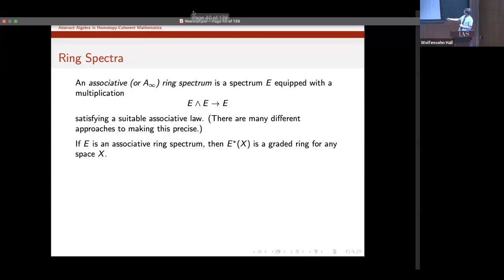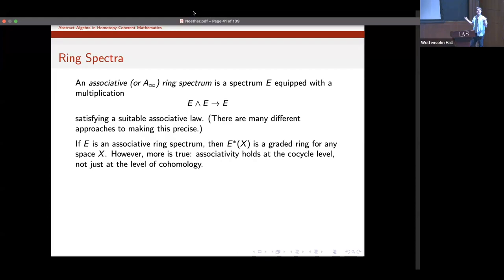But let me just tell you how you can think about these. So E is a cohomology theory. So it assigns to every topological space a graded abelian group. And if it has the structure of a ring spectrum, then you don't just get a graded abelian group, you actually get a graded ring. There's some way of multiplying cohomology classes together.